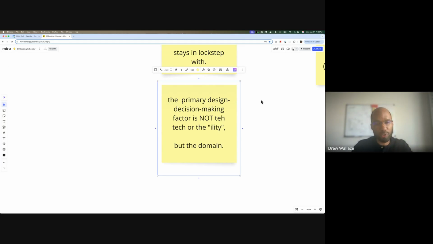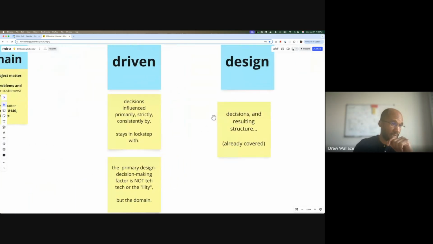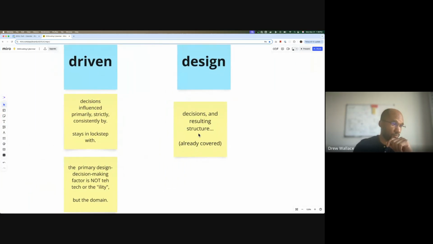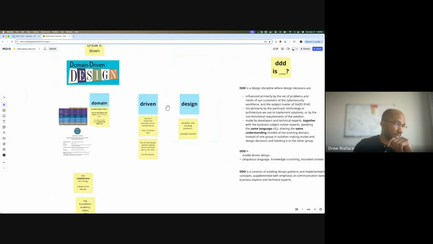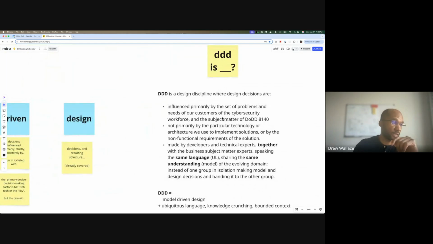We talked about security just now, right? So security is one of the major non-functional requirements we have to consider. But in the DDD universe, it's not the primary concern, right? And design, we already covered. So put that together, you get in name a definition of domain-driven design.